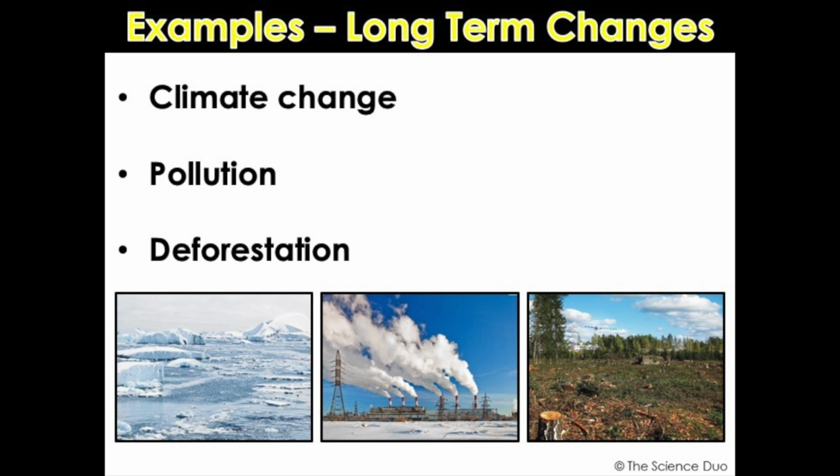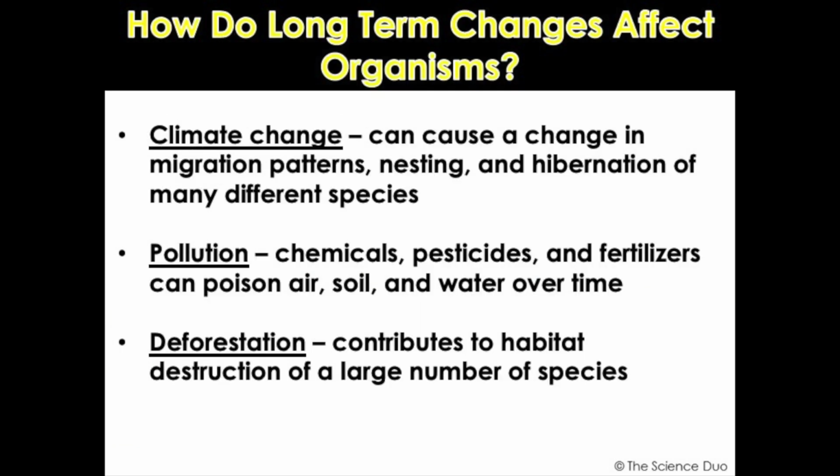Examples of long term changes include climate change, pollution, and deforestation, which is the cutting down of a massive number of trees. So, how do long term changes affect organisms?